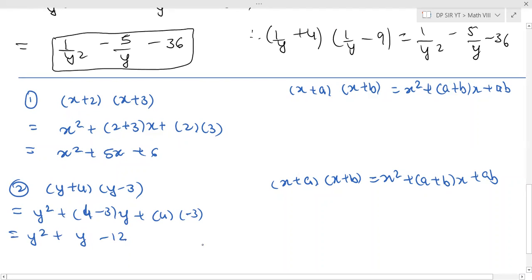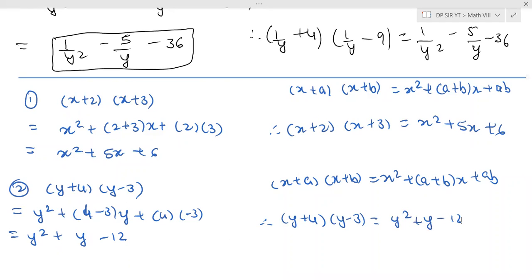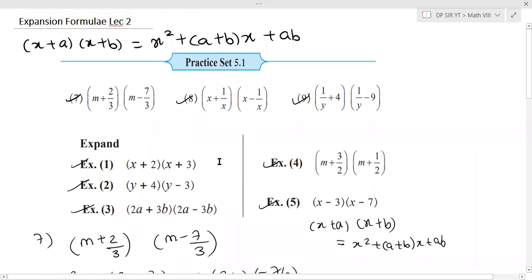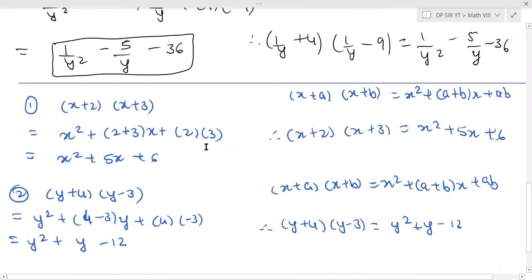So here my answer is going to be, therefore you can write here x plus 2 and x plus 3 is equal to x square plus 5x plus 6. Similarly here y plus 4 and y minus 3 is equal to y square plus y minus 12. Okay, so this is the way you can always cross check your answer, and that's the reason I love this method of writing formula. Next is 2a plus 3b and 2a minus 3b.